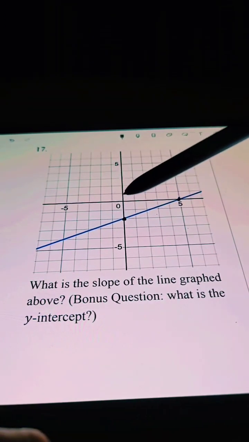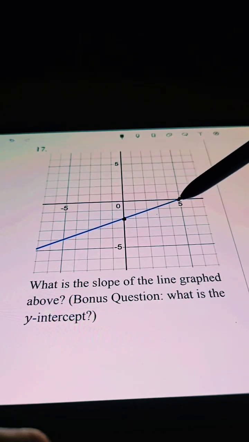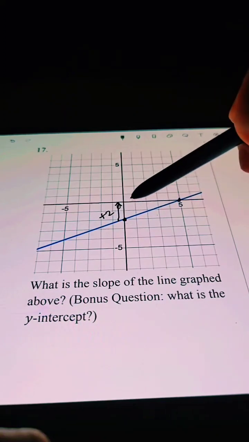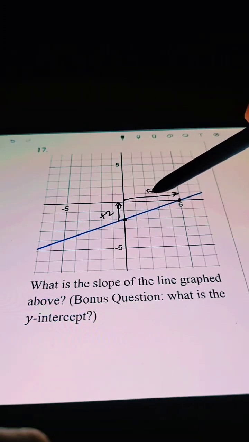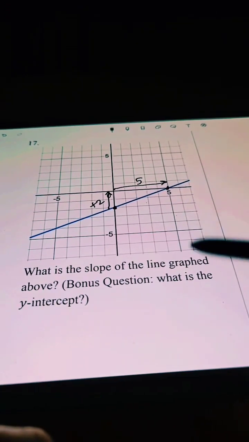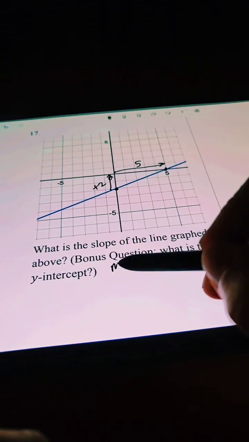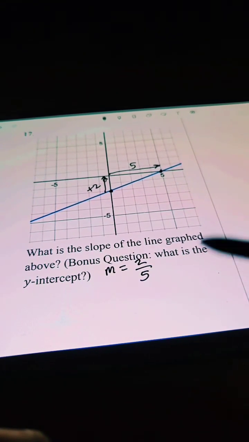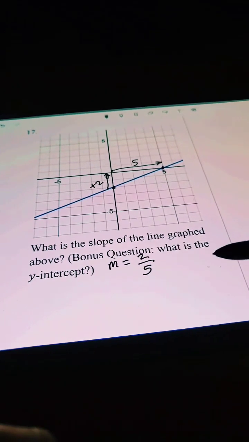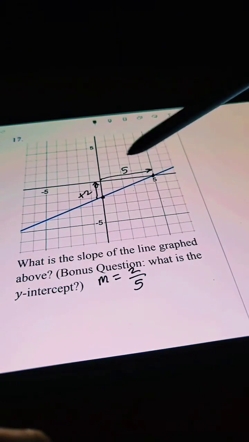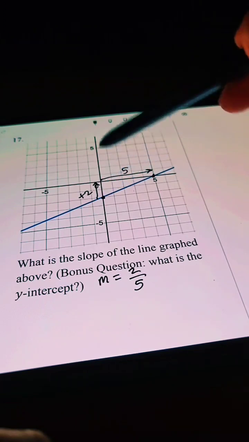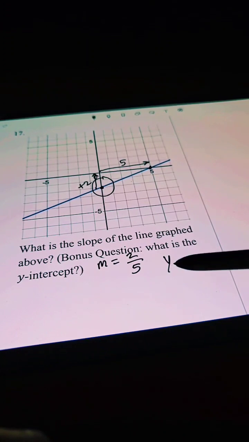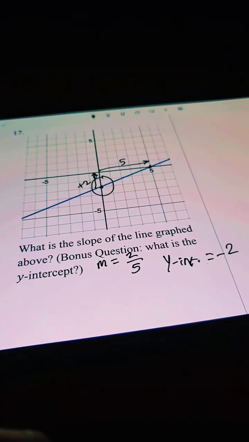So 2 perfect corner points, and then you see, okay, how do I get from the left point to the right point? Well, I go up by 2, and then I go to the right by 5. So my slope is going to be 2 over 5 because it's a change in y over the change in x. And now the bonus question, what is the y-intercept? Well, I see where it intercepts the y-axis, because that's going to be the y-intercept, is right here. And that's at negative 2. So y-intercept is equal to negative 2.